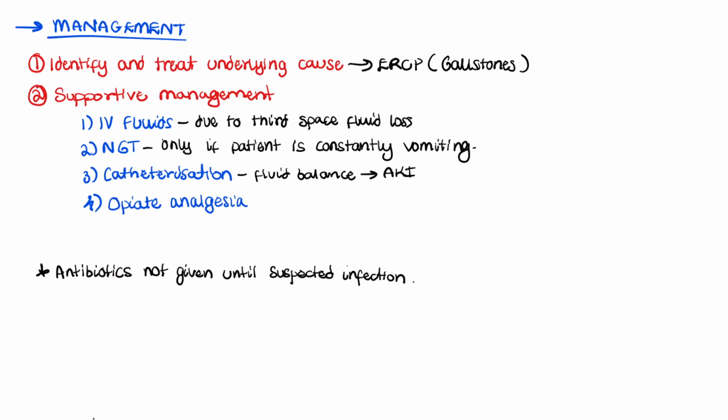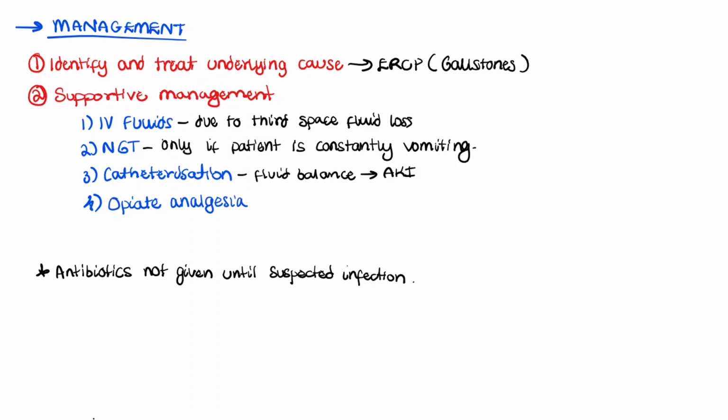So what do you do for the management of acute pancreatitis? First you have to identify and treat the underlying cause, of course. For example, ERCP to treat gallstones in the common bile duct causing the acute pancreatitis. Once you've identified and managed the cause, supportive management is really important, because patients presenting with acute pancreatitis can be systemically unwell. You would give IV fluids due to third space fluid loss, and an NG tube will only be used if the patient is constantly vomiting and unable to tolerate any oral intake.